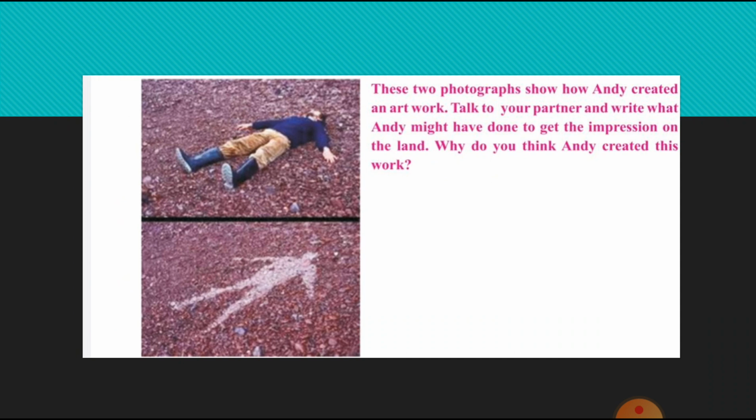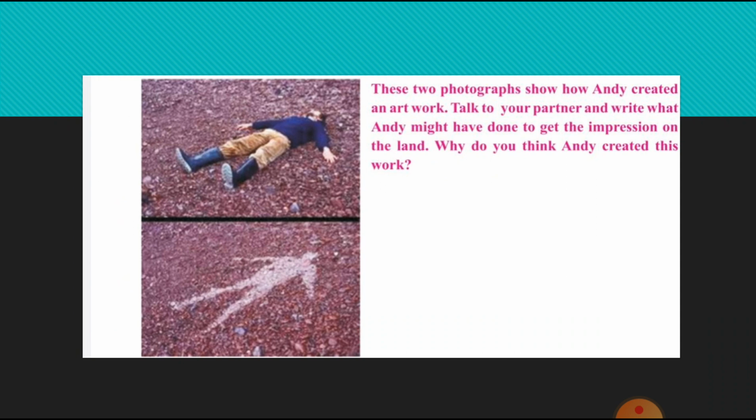And talk to your partner. You have to discuss with your partner and write what Andy might have done to get the impression on the land. Why do you think Andy created this work? See, in this, what they have asked us is why he has created such work.